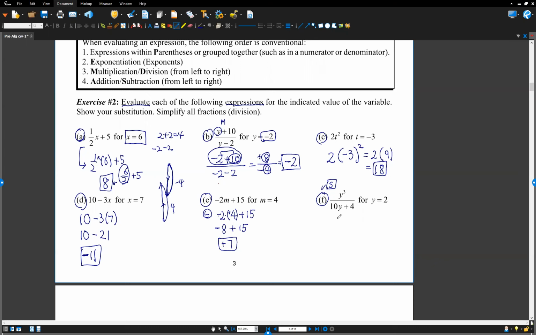Okay, Sydney, you're gonna do F right now. All right. Since y is 2, it's 2 to the third power over 10 times 2 plus 4. Evaluation means we need to simplify the numeric expression. 2 to the third power is 8. And 10 times 2 is 20, plus 4 is 24. Which means the answer is positive 1/3. Excellent.